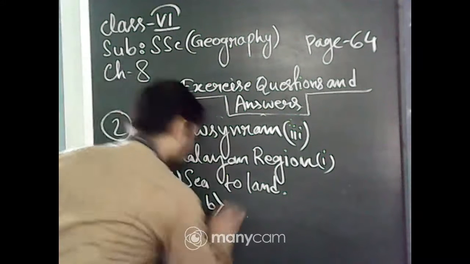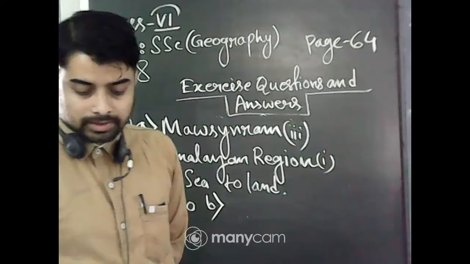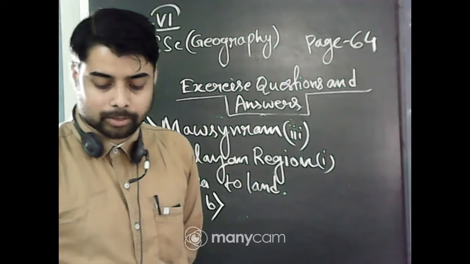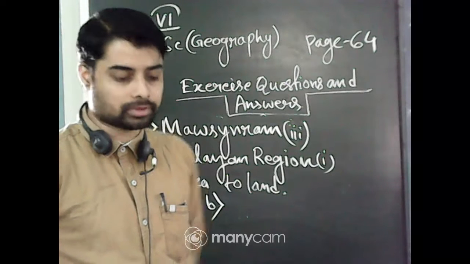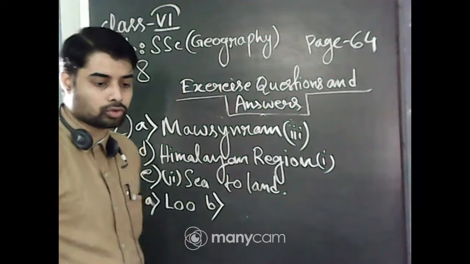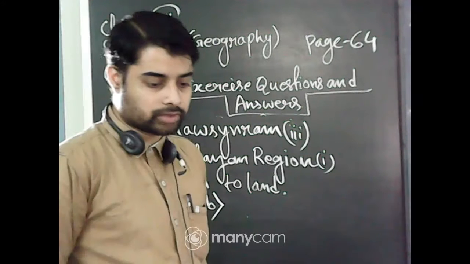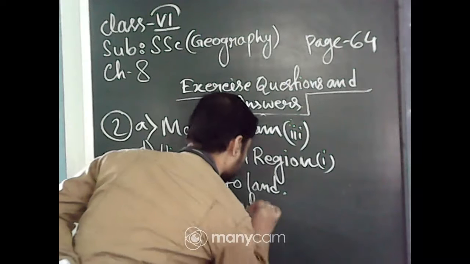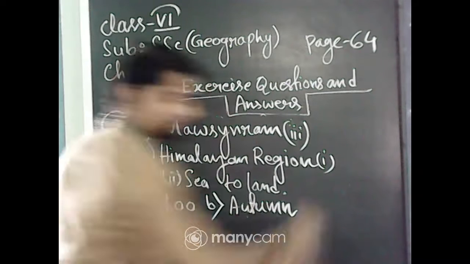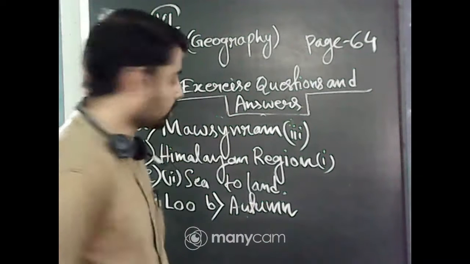Number B, the states of Andhra Pradesh and Tamil Nadu receive a great amount of rainfall during the season of monsoon. No. Retreating monsoon. Correct answer. It is autumn. Correct answer is autumn. Okay.